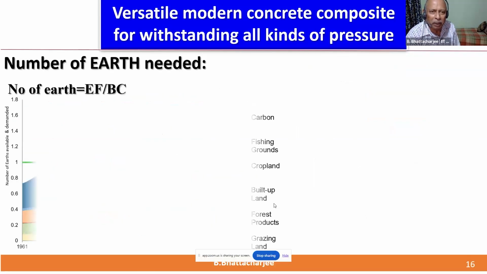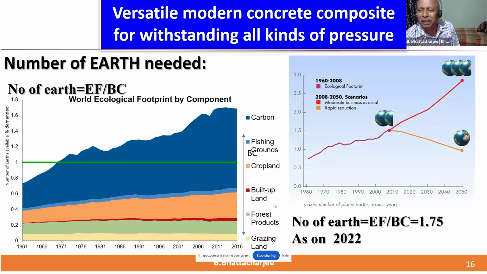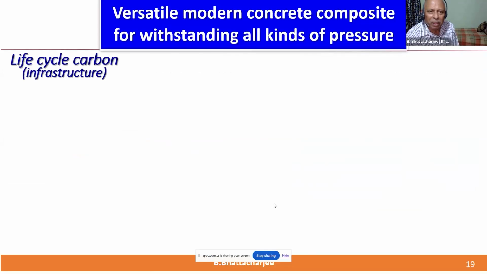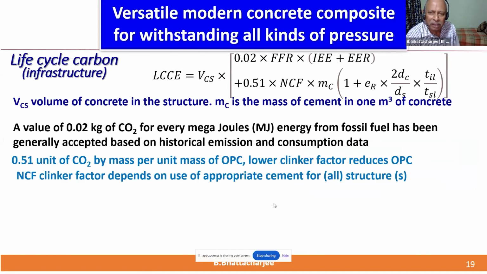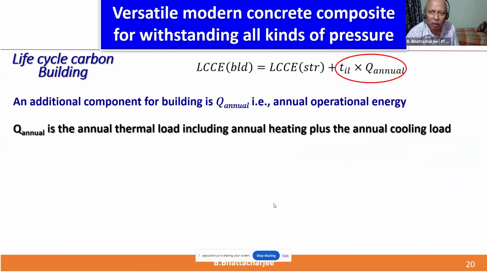So forest is the main important thing. And carbon dioxide is the main issue. And you need a number of Earths. At the moment, the globe needs 1.75. India possibly needs even more. We have seen, I just did those calculations. So there are possibilities. I'm not coming into all that. Life cycle cost, as you're saying, life cycle carbon you can look into. And the last 2 slides I'll quickly go into.